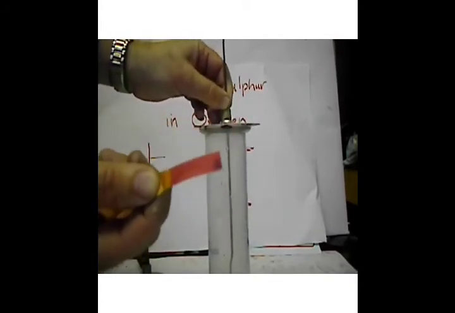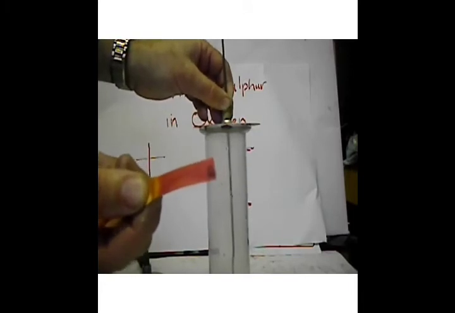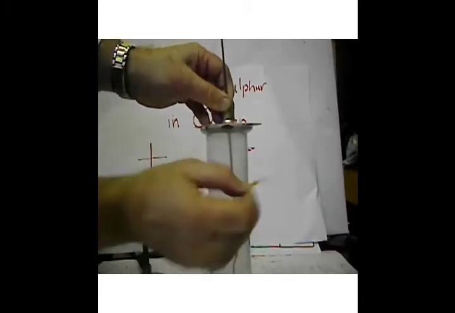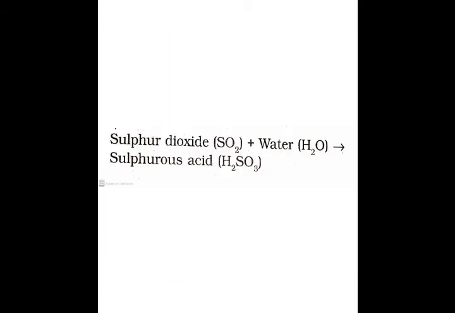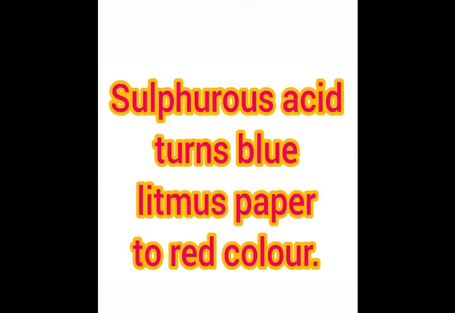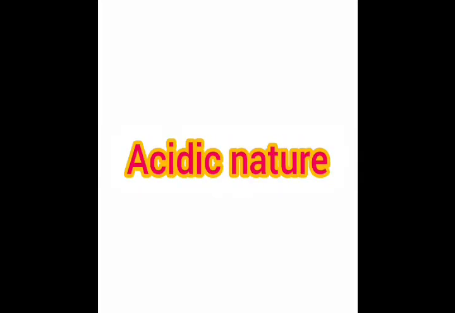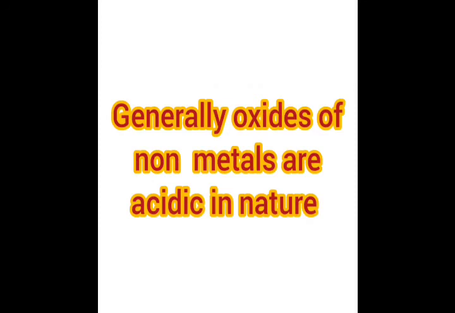You can see that the nature of sulfur dioxide is acidic. So blue litmus paper turns to red. This reaction happens when you add water to the sulfur dioxide gas. So sulfurous acid turns blue litmus red since it is acidic in nature. Generally, oxides of non-metals are acidic.